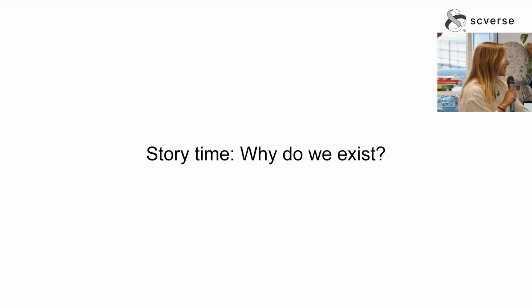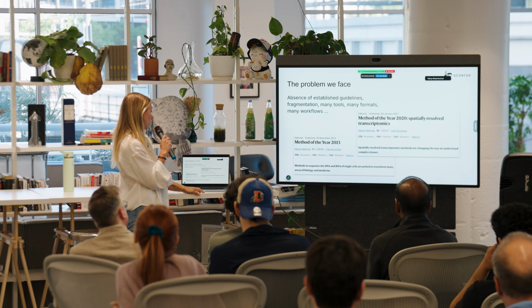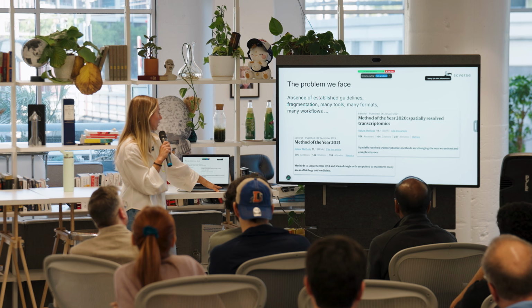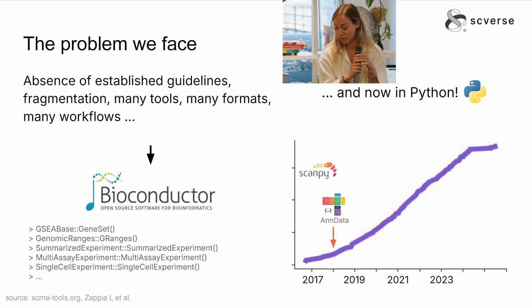Story time, why do we exist? So 13 years ago, for those who don't know, the Method of the Year was awarded by Nature Methods to single-cell RNA sequencing, not when it actually happened, but when it was established enough to be awarded Method of the Year. And very soon after that, like 7 years later, in 2020, we have spatial transcriptomics as the Method of the Year by Nature Methods.